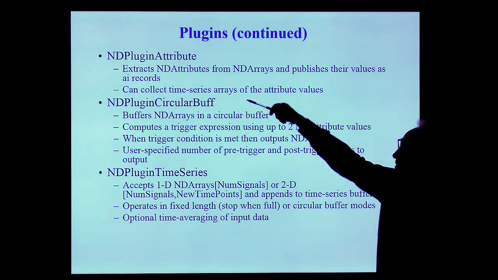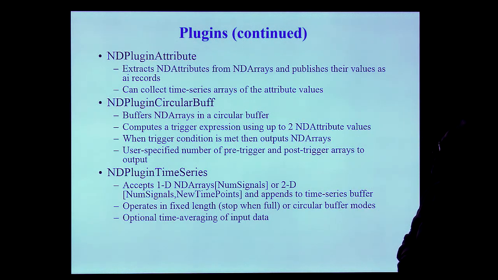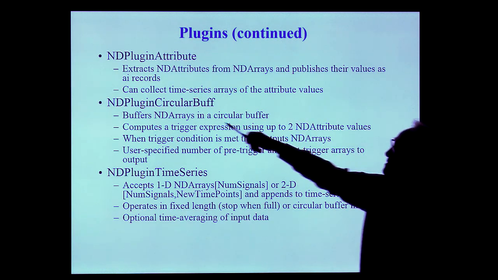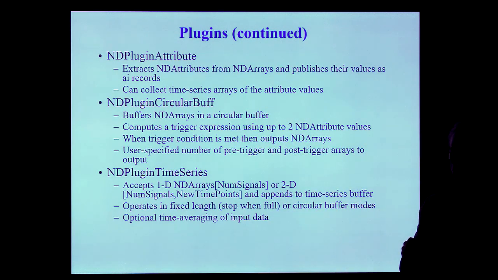And then there's some less commonly used plugins. One that lets you extract attributes from arrays, one that buffers all your arrays into a circular buffer. It's kind of like a triggered scope, right? So it's storing your arrays in a circular buffer, and then when some trigger condition is met, and it could be a manual trigger, it sends out some number of pre-trigger images and some number of post-trigger images.